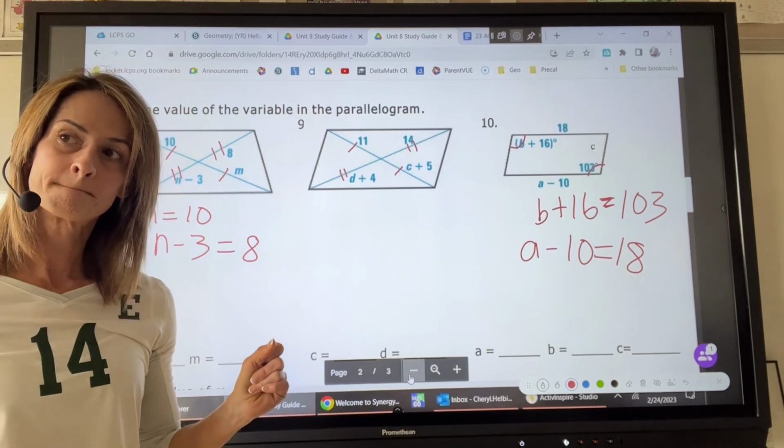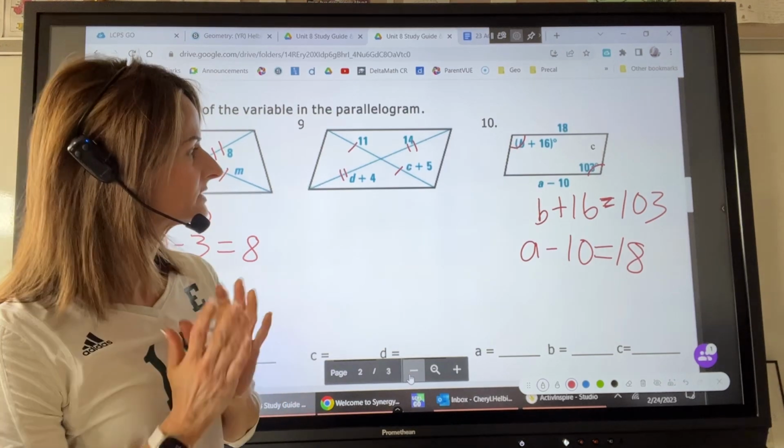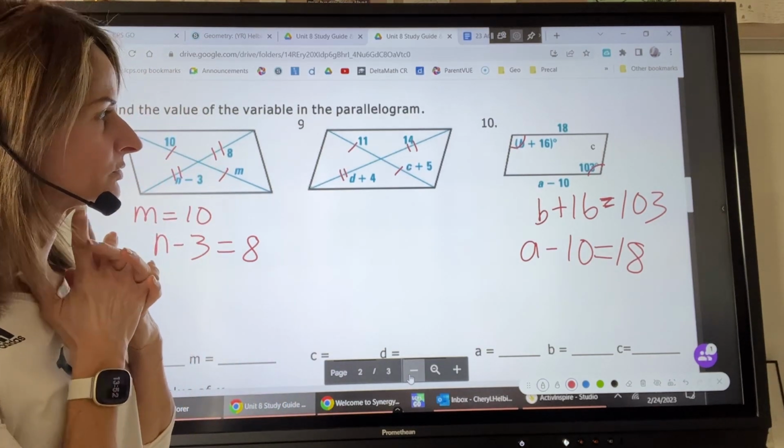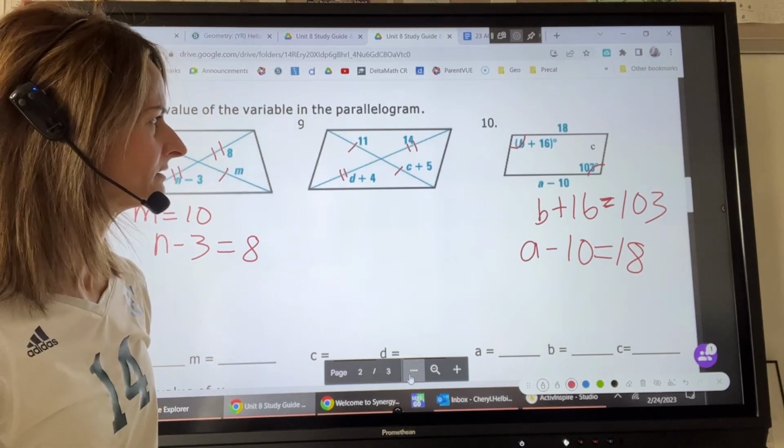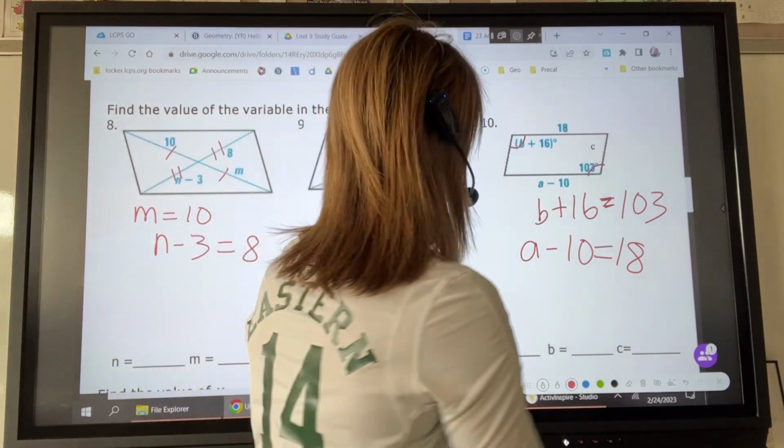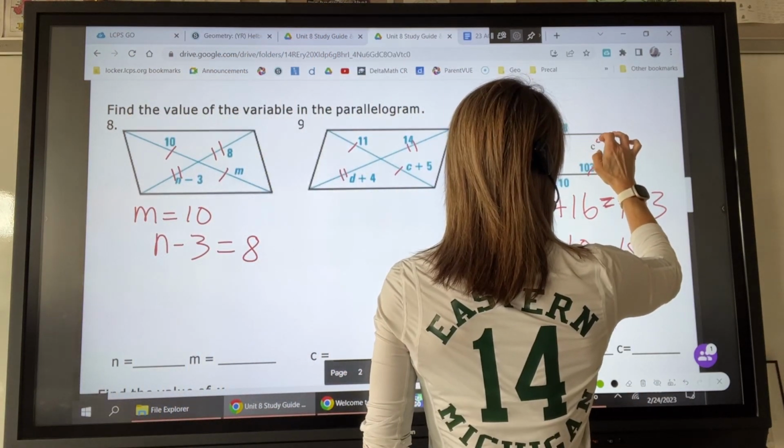Yeah? You're missing a variable of 18. Oh, what's the variable that I'm missing? Where's C? It's in the top right. Oh my gosh, that's a weird place for C. What even is that? The measure of the angle? Let's go with that. That would make sense.